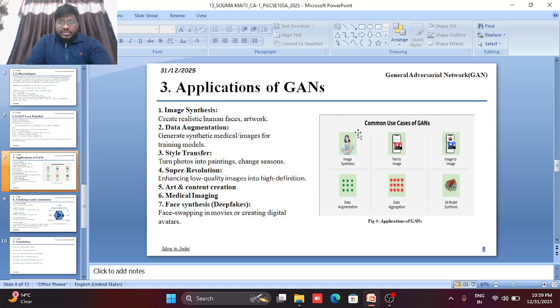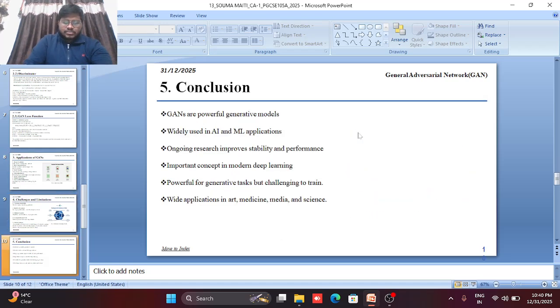Other important applications include super resolution, which means we improve the quality of the image, art and content creation, medical imaging, and face synthesis such as deepfakes and digital avatars, etc.